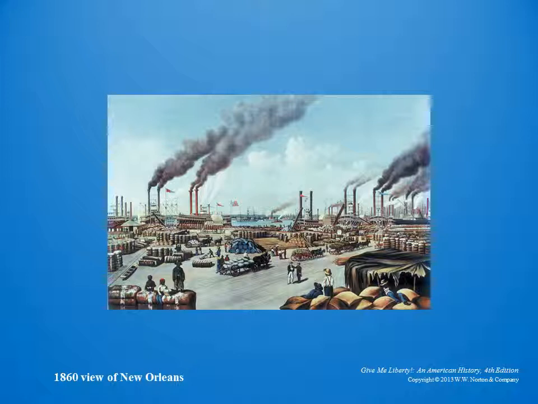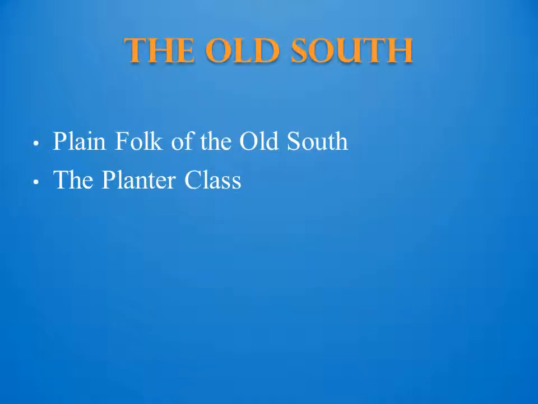You can see here, this is a picture of New Orleans in 1860. You can see the size and the scale of the cotton trade, and this is really the South's largest city. More than 3,500 steamboats arrived in New Orleans in 1860 alone.